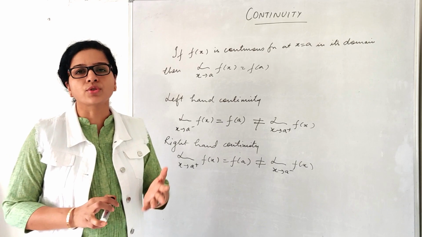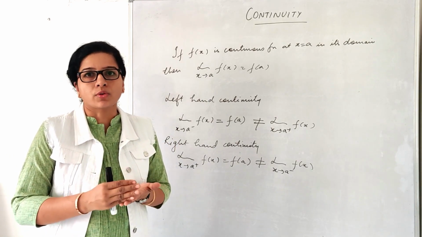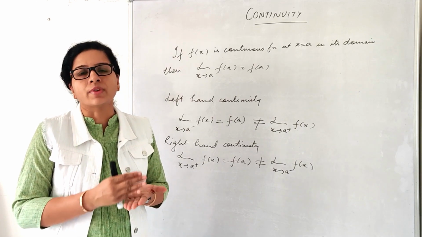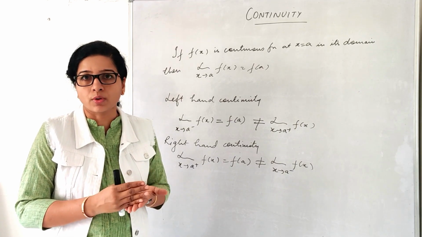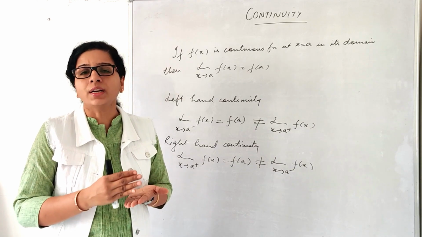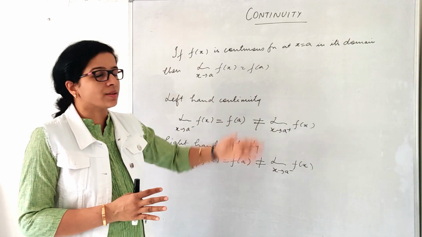So now we have understood when our function will be discontinuous: whenever the limit exists but it is not equal to the value of the function. Secondly, whenever your left hand limit is not equal to the right hand limit. Also, it will be discontinuous if one of the limits does not exist or both do not exist. Is that clear? Now let us take some examples.